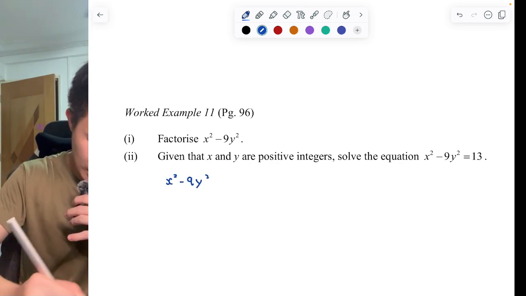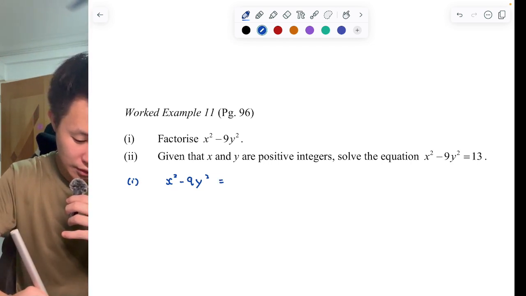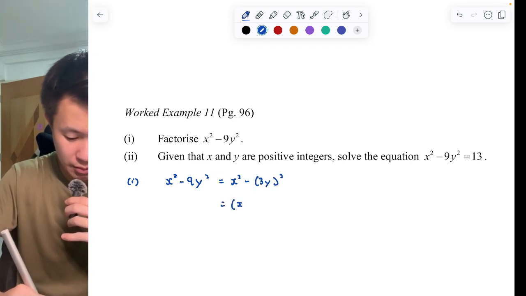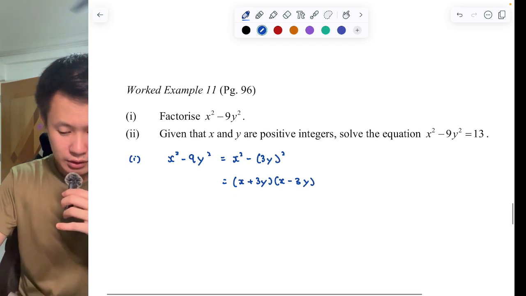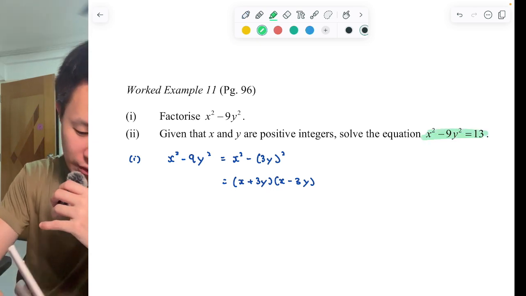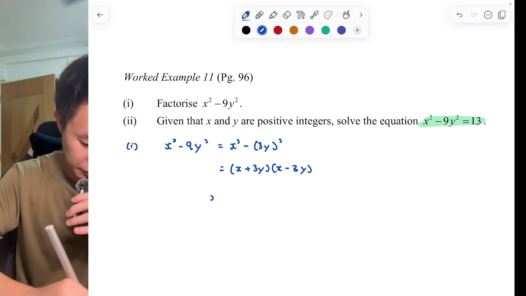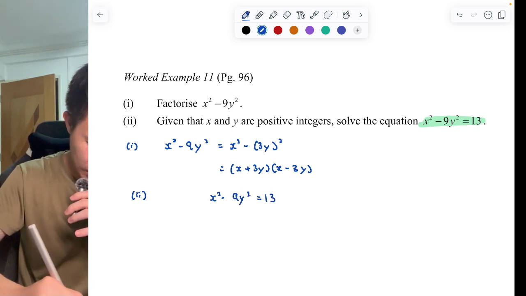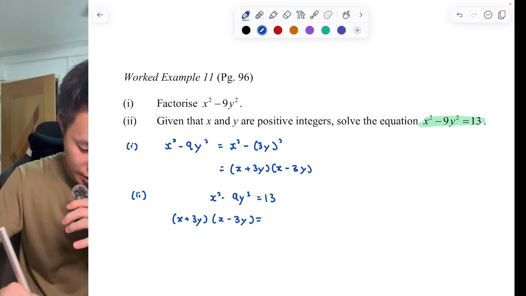So from here, we have x squared minus 9y squared, and we want to factorize it. This is definitely equal to x squared minus (3y) squared, and you will have (x plus 3y) and (x minus 3y). Now, for the next question, usually you would need to learn chapter 5 before you can actually solve this, but I will show you one very good trick. Because we know that x squared minus 9y squared is equal to the factorized form over here, let's replace it to have (x plus 3y) and (x minus 3y), right?